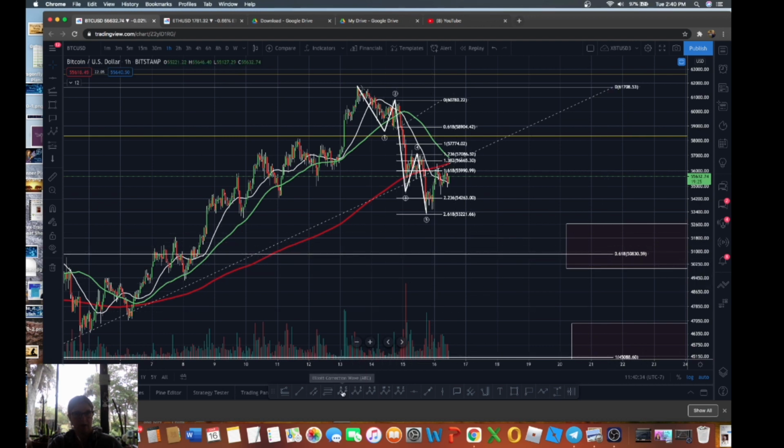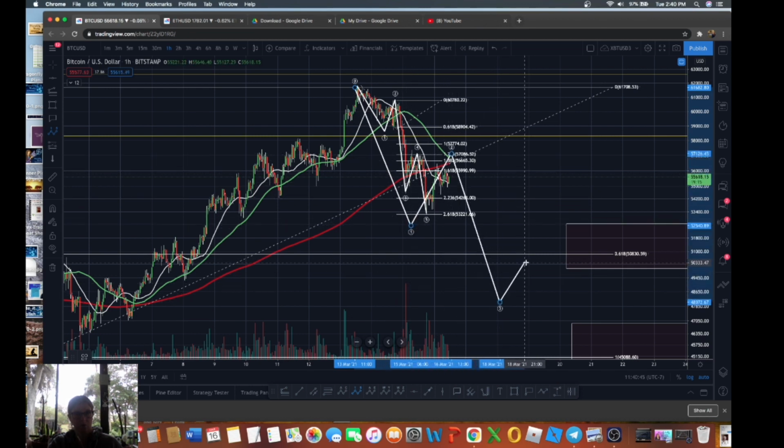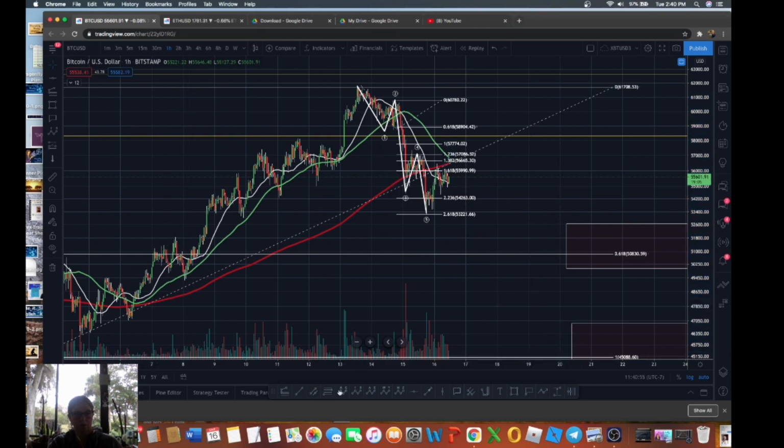What I mean by that is that this either has to be a 1, a 2, a 3, a 4, and then we get a 5 down to the 1-to-1 for our C wave. Or an A wave is also 5 waves. So we could get an A, a B, and a C.